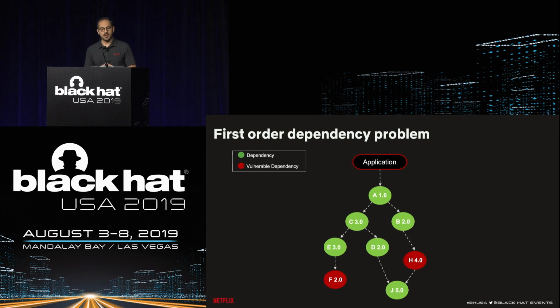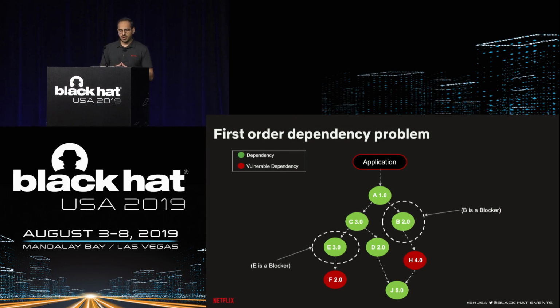So how do you actually fix this problem? First, you need to find a way to tell if B or E are blockers for this particular problem. In this case, it's obvious that B and E are blockers for H and F to update. And for an application to update this package, they need to update A to a specific version that will take care of the update for H and F.